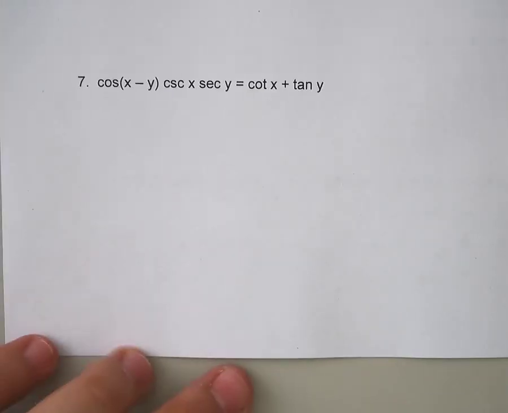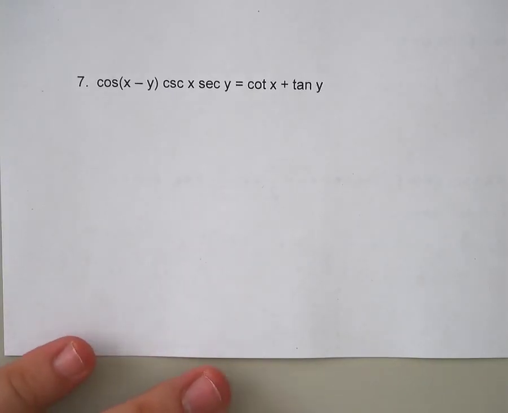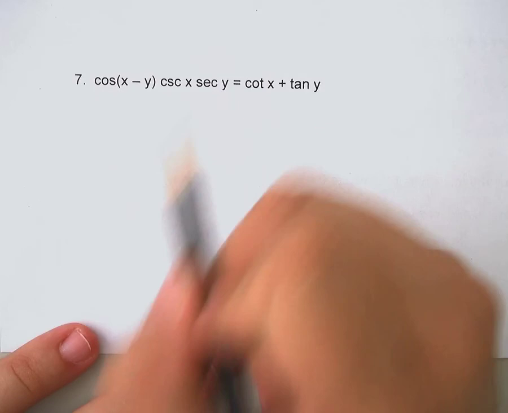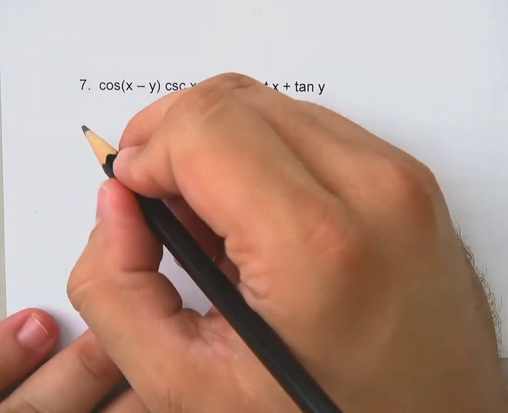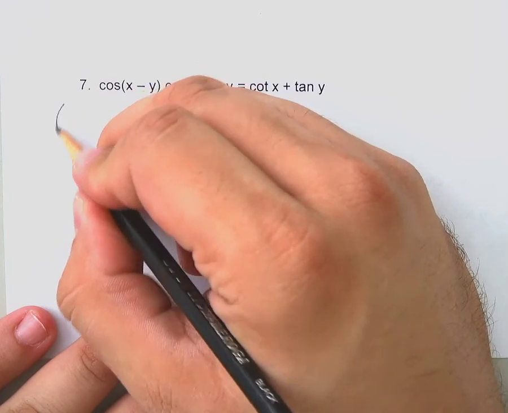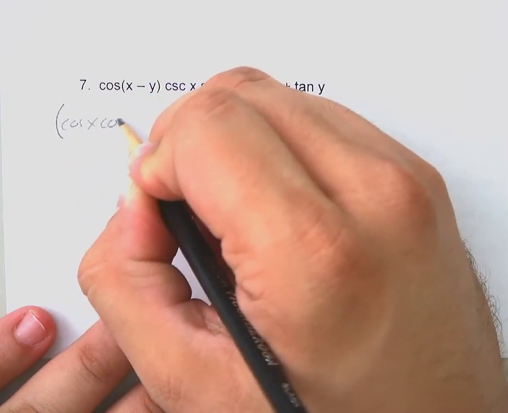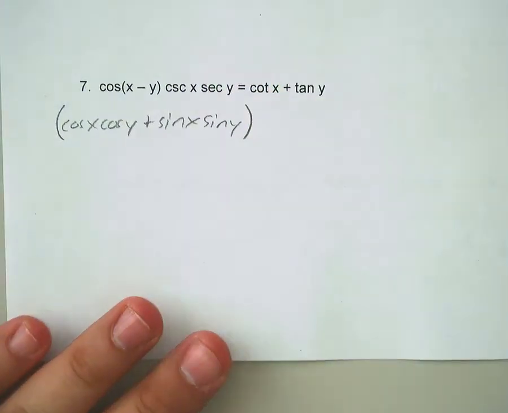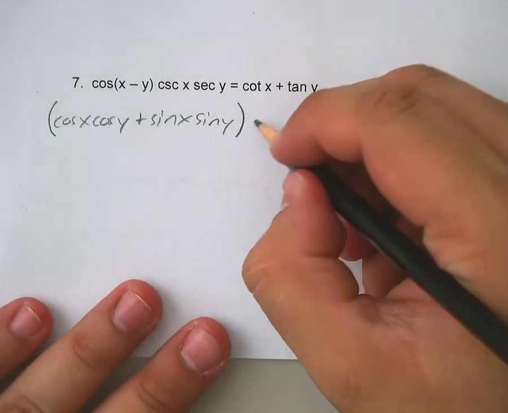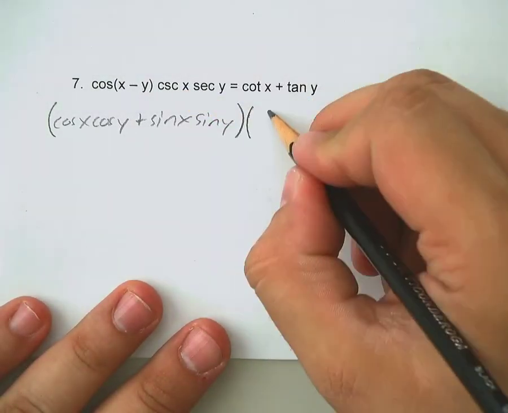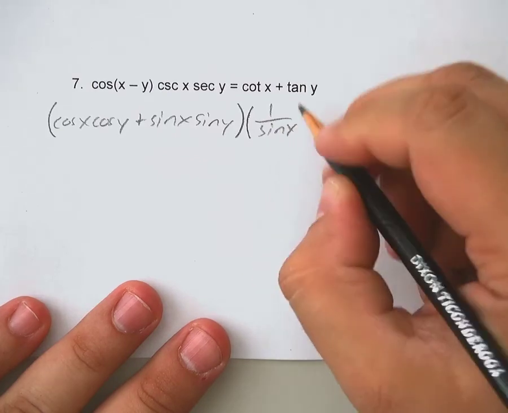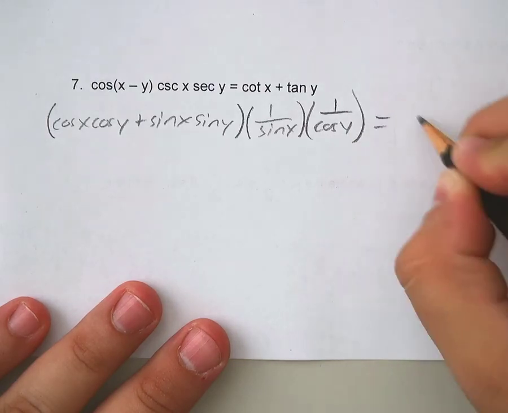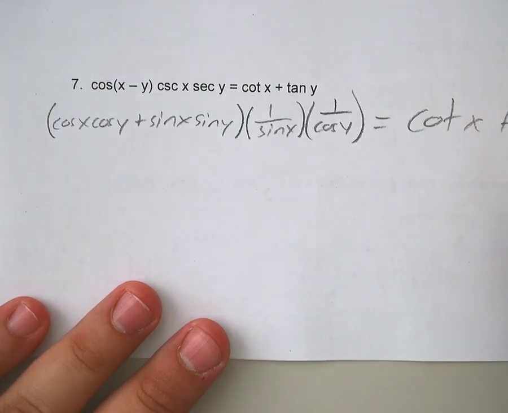That's not too terrible. Let's go down to the last one here, number 7. This one is interesting because you've got a cosine of x minus y. You've also got a cosecant x and a secant y. So first, let's expand cosine here. This will be cosine x cosine y plus sine x sine y. That came from the front equations there. Let's go ahead and change this. Cosecant is 1 over sine of x. Secant y is 1 over cosine of y. And this has got to equal cotangent x plus tangent y.